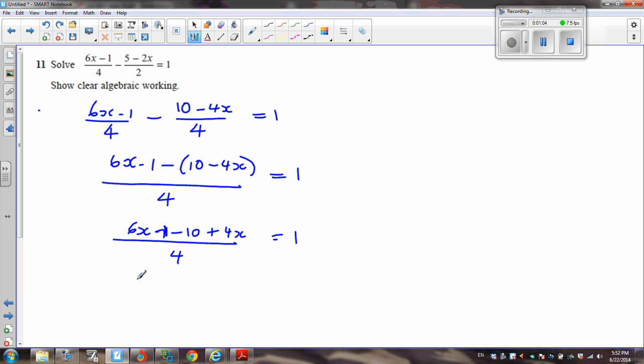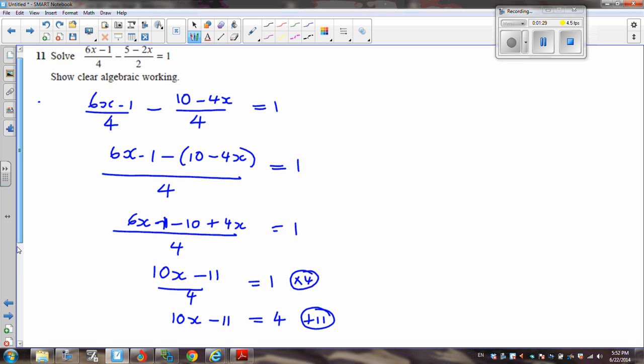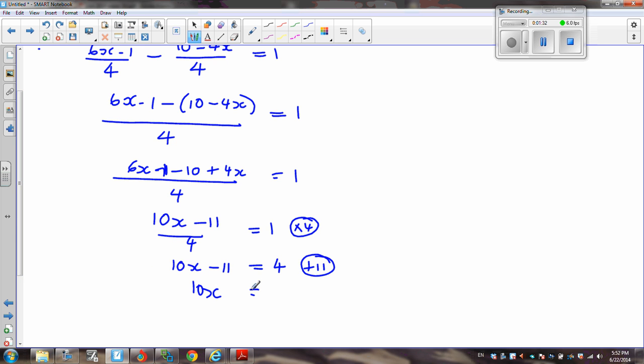Okay, if I simplify the top, I've got 6x plus 4x, well, that's 10x, minus 1 minus 10 is minus 11, and that's over 4, and it equals 1. If I now multiply both sides by 4, I've got 10x minus 11 is equal to 1 times 4, which is going to be 4. I'm now going to add 11 to both sides, and that's going to give me 10x is equal to 4 plus 11, which is 15. If I now divide both sides by 10, I can see that x is going to be 1.5.